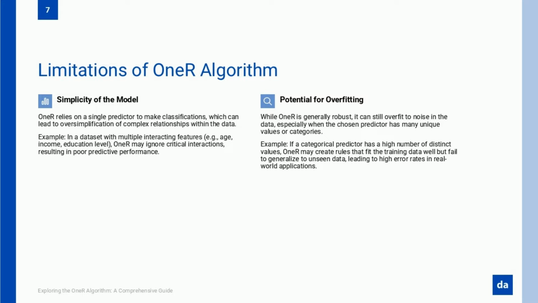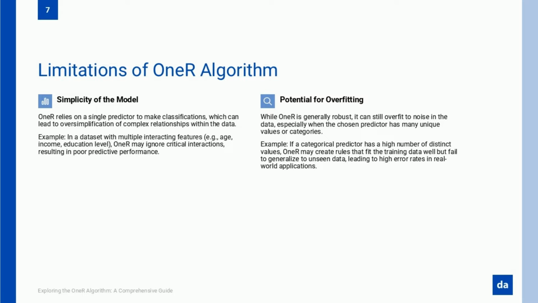These limitations don't mean the OneR algorithm isn't valuable. Rather, they highlight the importance of context. OneR is best suited for scenarios where the data is clean, relationships are straightforward, and interpretability is a priority. It's not designed for datasets with highly complex interactions or noisy, high-dimensional data. Think of it as a scalpel, precise and effective for specific tasks, but not the right tool for every operation.